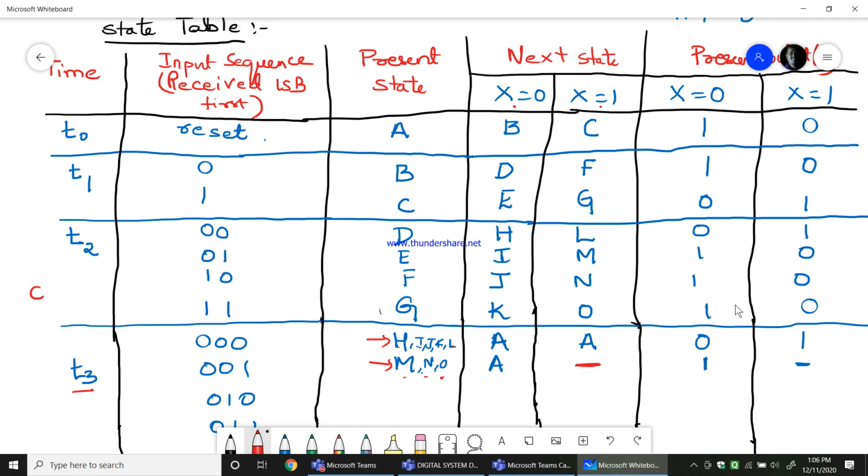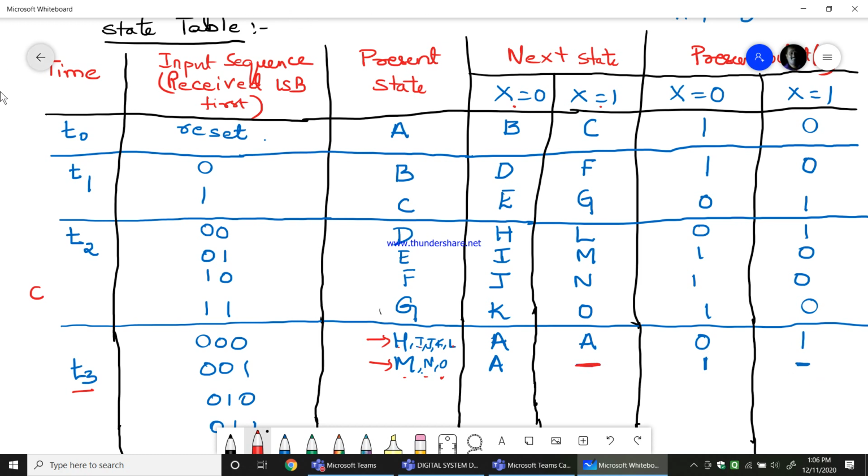Similarly, when x equals 0, as it remained in state A, we will consider the output whatever we have written in the state diagram. When x equals 1, for HIJKL there was no carry, so we consider that output. But for MNO, in the state diagram at x equals 1, it generates the carry, therefore we don't consider the output here.